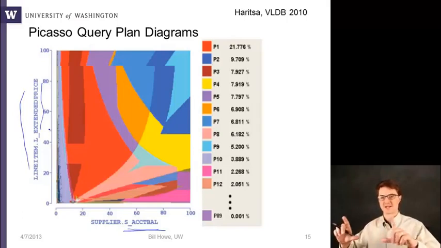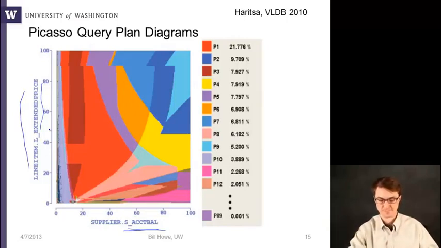So imagine the same syntax, the same select star from something something, where some condition equals extended price and some other condition equals account balance. And just by varying those two knobs, you get this really rich tapestry of different plans being selected by the optimizer. So each color in this space represents a different algebraic query plan selected by the optimizer.